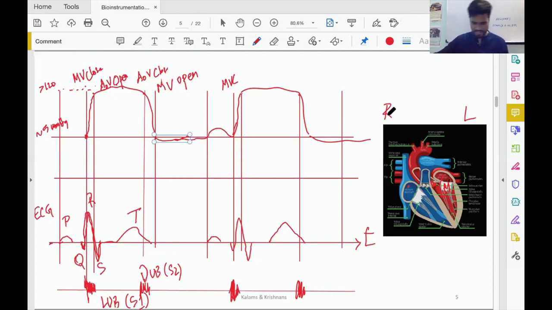So let's go to the next thing. The next two curves are very simple. You know what happens to the aorta? Before the aortic valve opens, what is the pressure in the aorta?